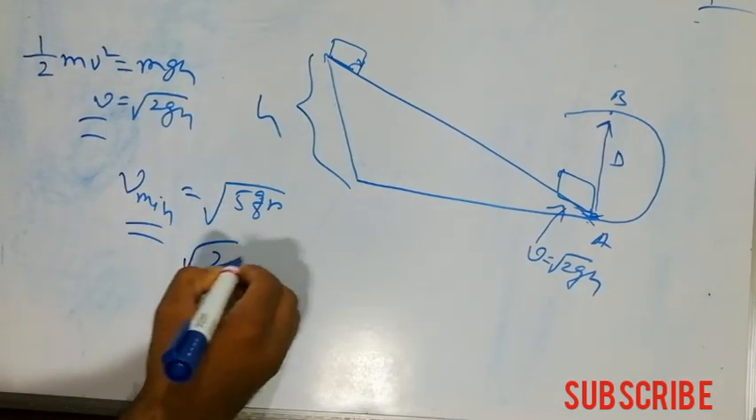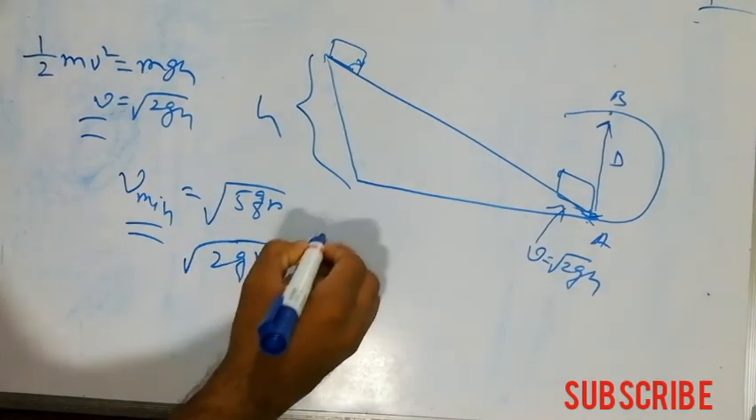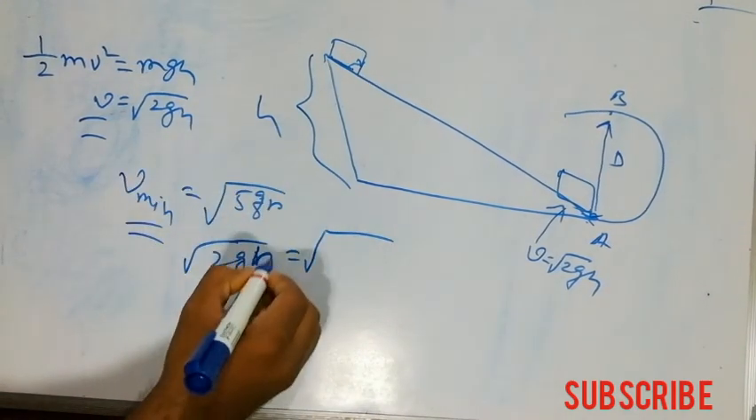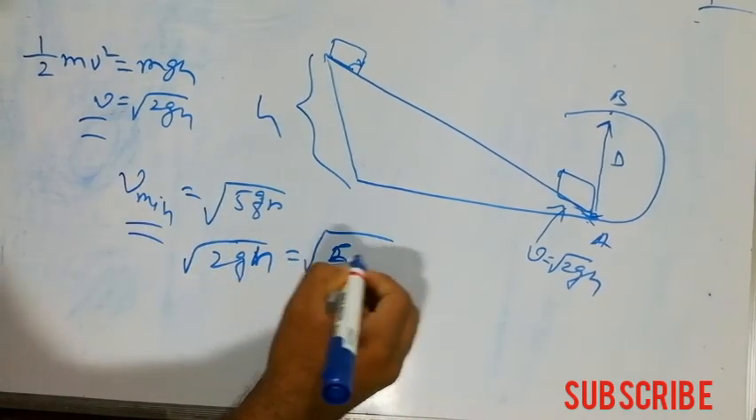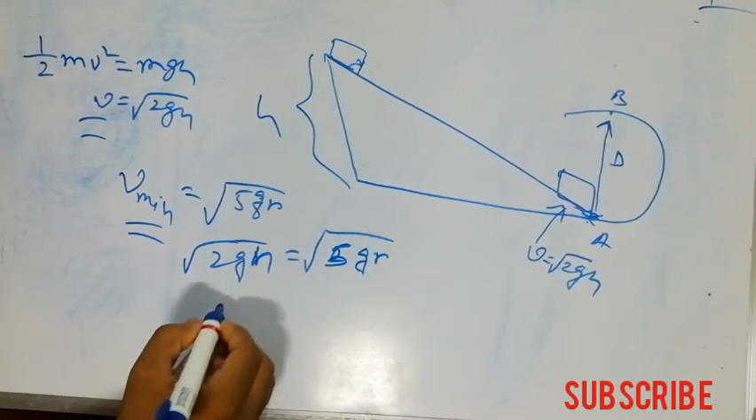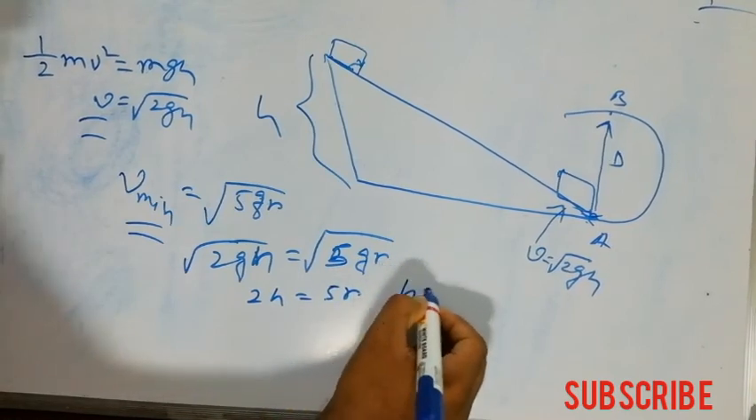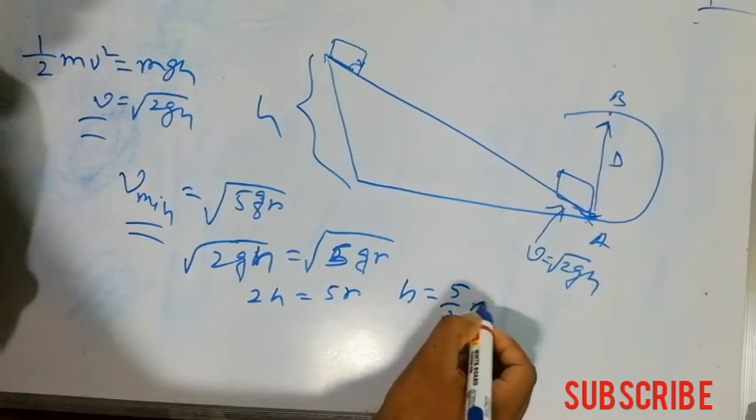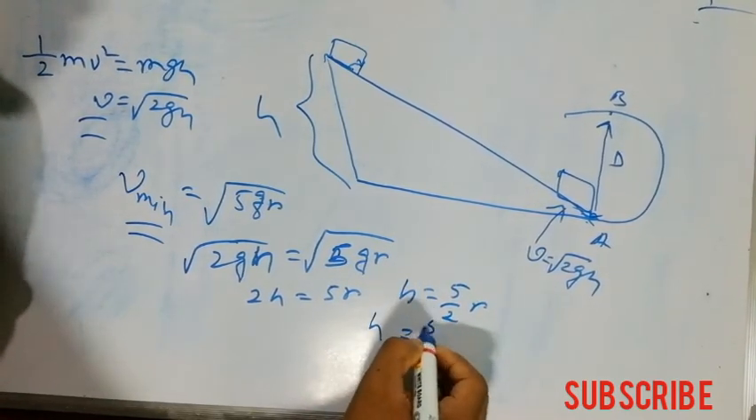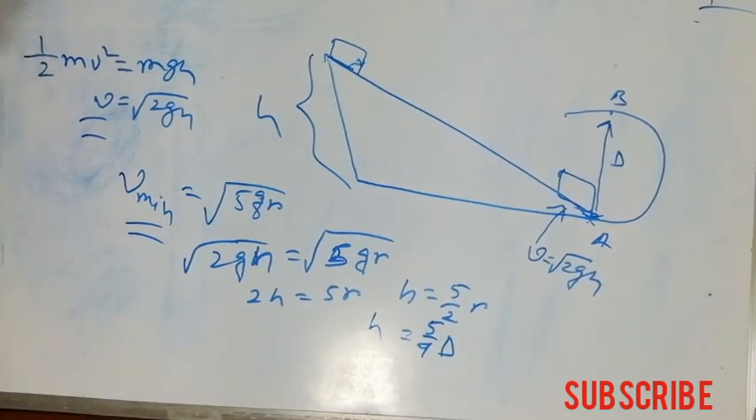So root 2 gh is equal to root 5 gr. So 2h is equal to 5r, h is equal to 5 by 2 r, that is h is equal to 5 by 4 d, where d is the diameter. So the option 2 is correct.